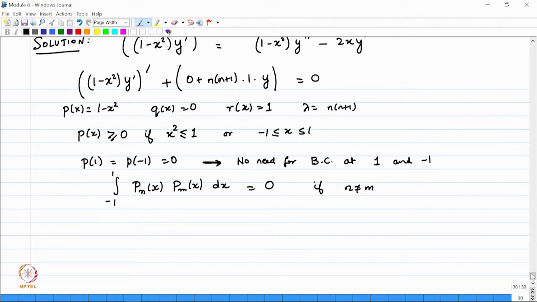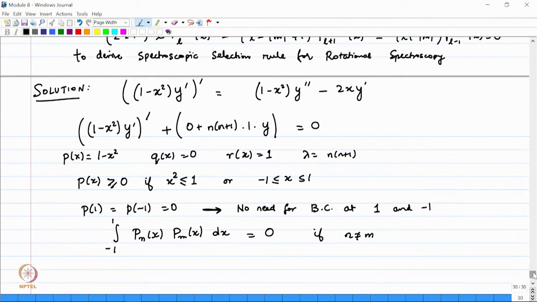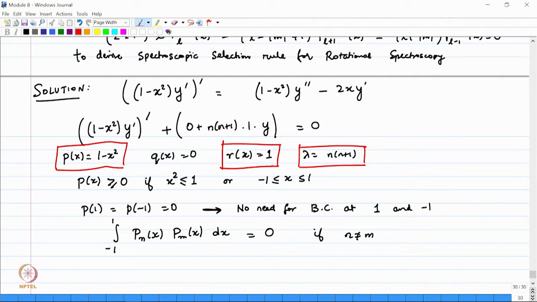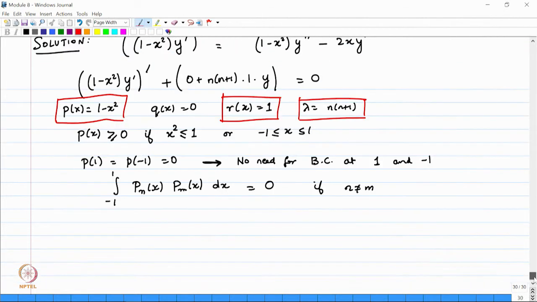So this is how you can write the Legendre equation as a Sturm-Liouville problem. Notice that I am using n instead of lambda, but that does not matter. You know that n(n plus 1) is nothing but lambda, and p of x is 1 minus x squared. Your weight function r of x is equal to 1, so I do not need to have any weight function here. So this shows how you can write various equations as Sturm-Liouville problems.